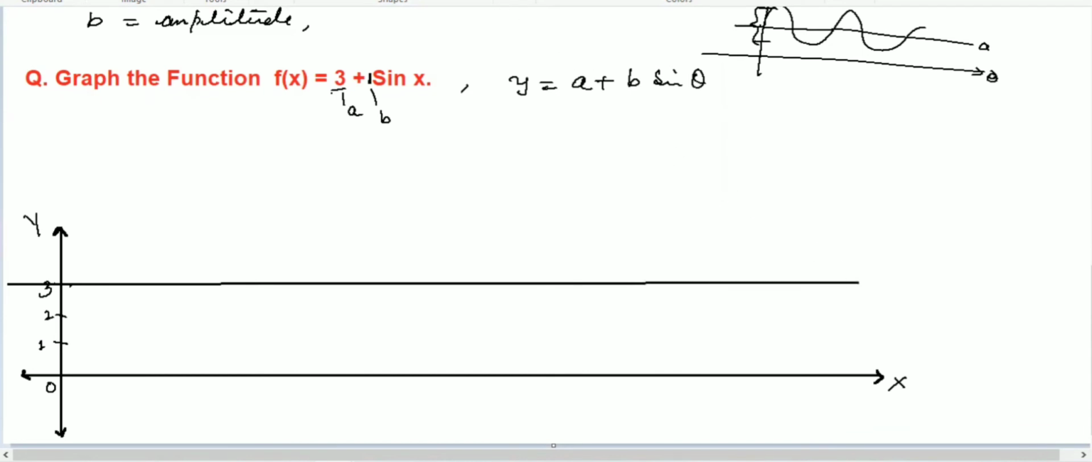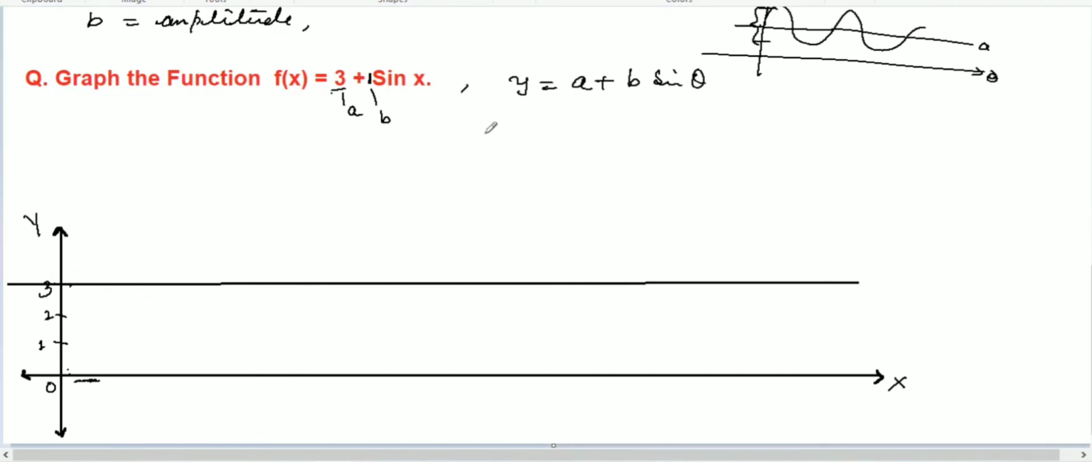So our graph will draw in this line, not this line. Now this will not work for this graph as 3 is there. It means before, our graph would have been here. But now the graph will shift vertically by 3 units. The graph will be here.